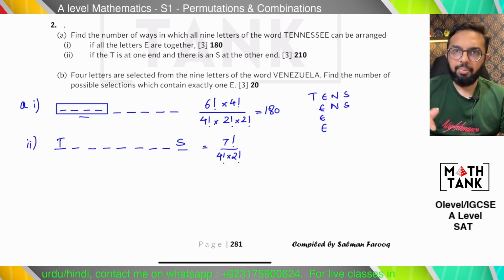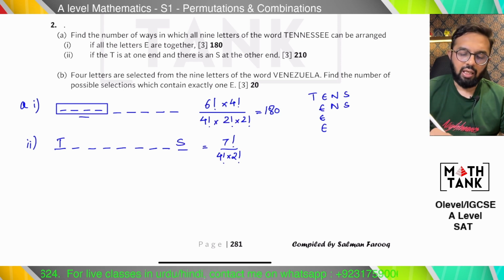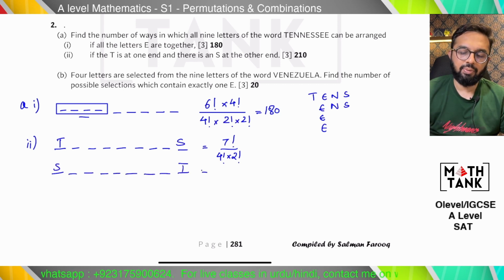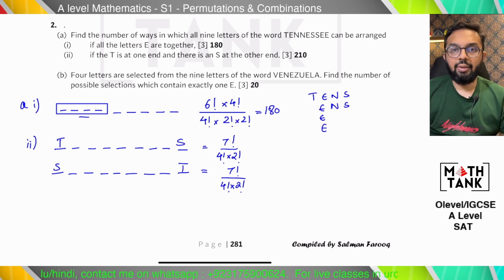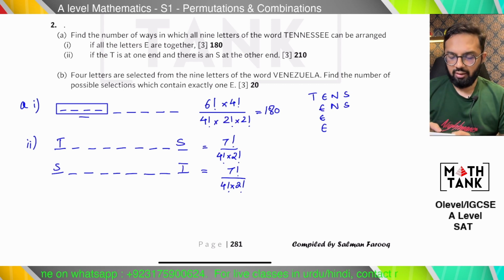And this is just one part of this answer. Since it says if there's a T at one end and there's an S at the other, I must also consider this other idea where I say that this can also be possible. So I'm going to calculate one of them and then add it with the other one.